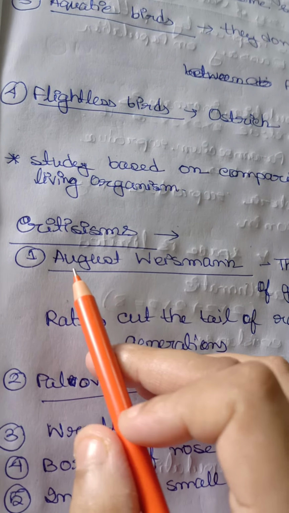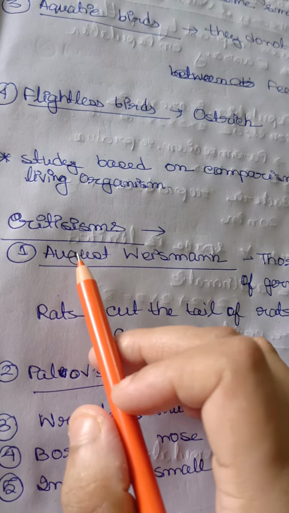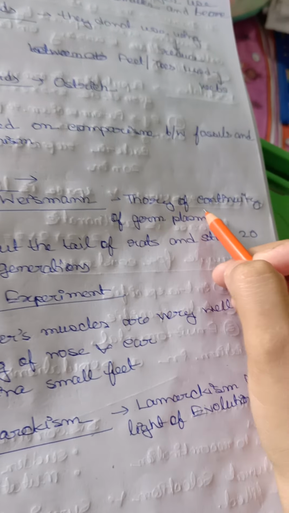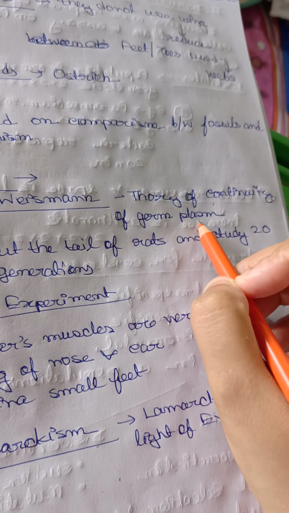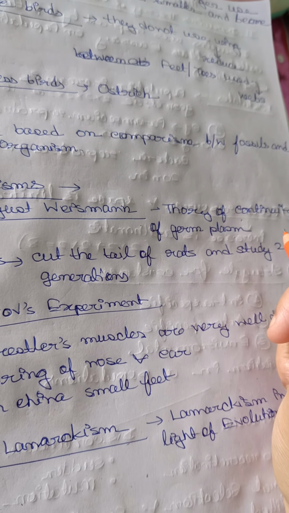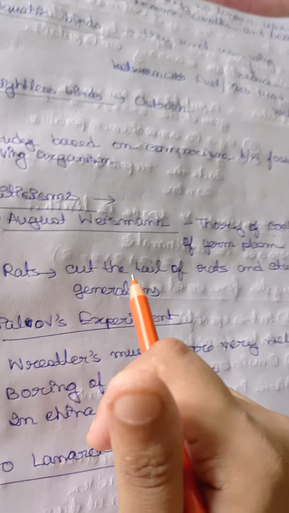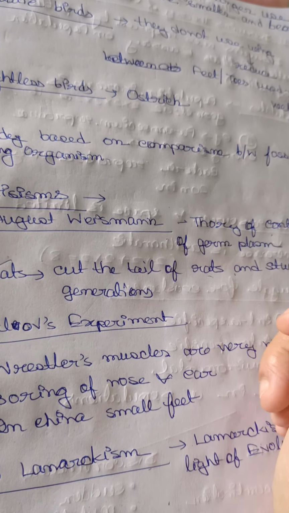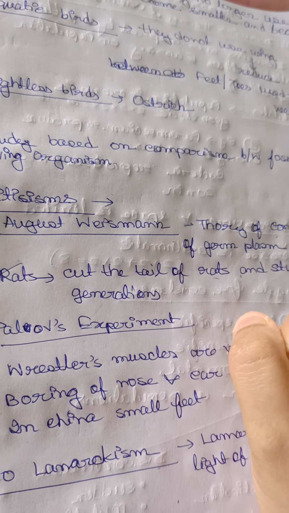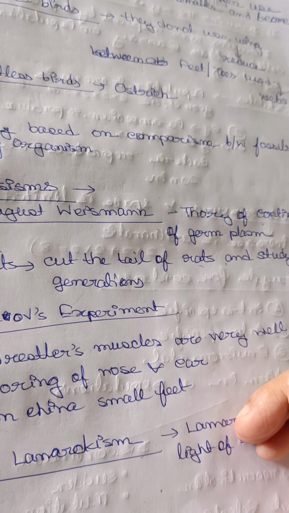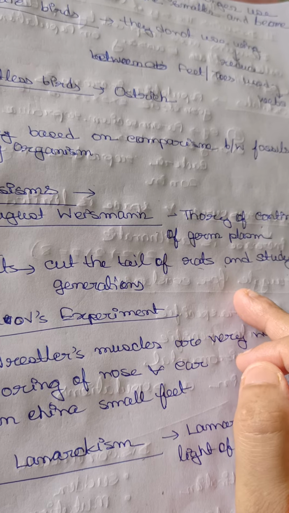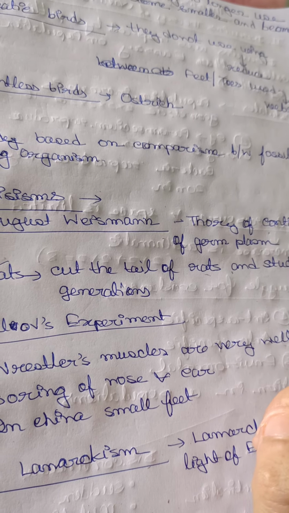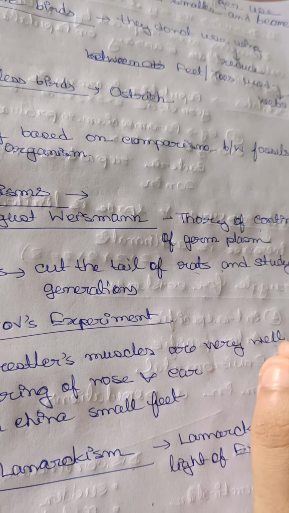For criticism, the first scientist is August Weismann, who gave the theory of continuity of germplasm. So what did he say? He did an experiment with rats. He cut the tails of two rats and reproduced them, and observed the first generation. The offspring were rats with tails.